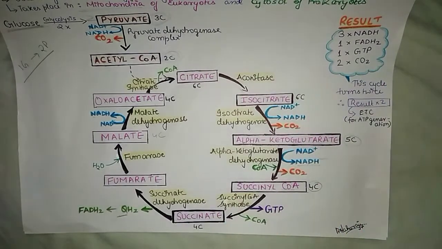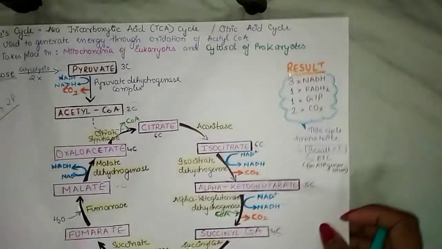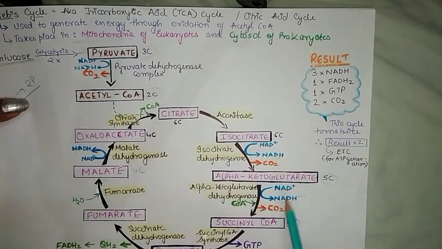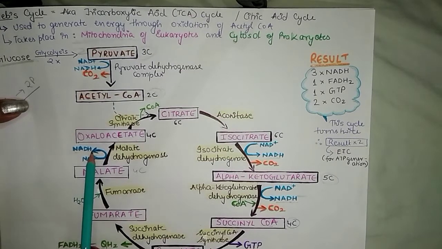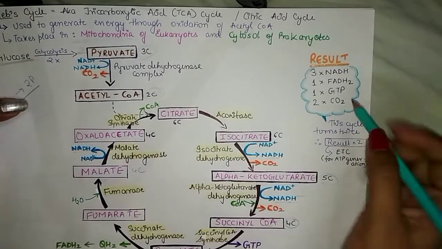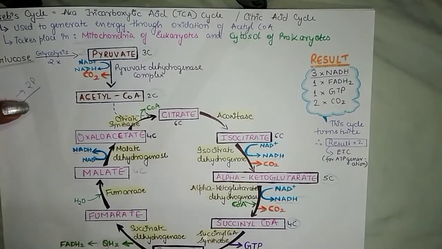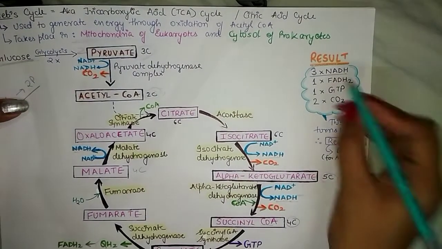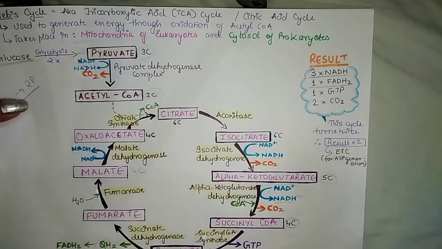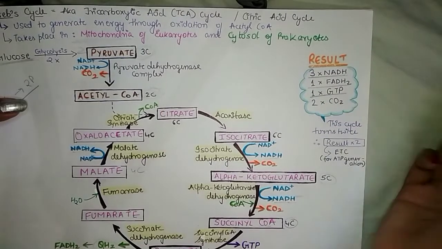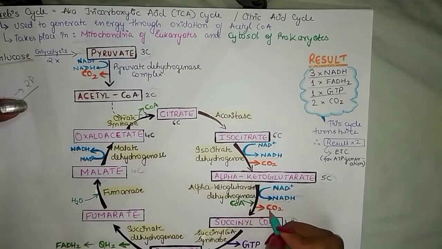Now let's come to the result. Here in this cycle, 3 NADH are produced. QH2 will be converted to FADH2, that means 1 FADH2 is produced. 1 GTP is produced during conversion of succinyl coenzyme A into succinate. So 1 GTP and 2 carbon dioxide molecules are released.